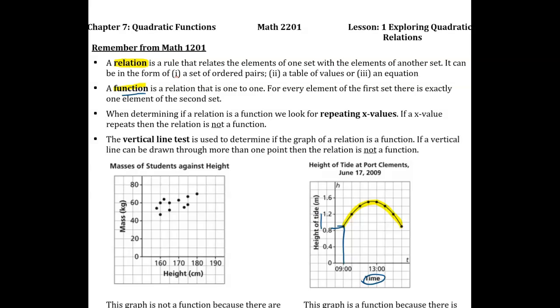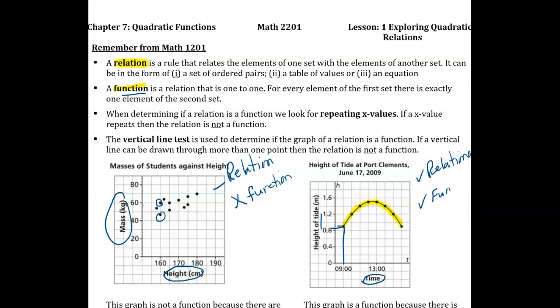Versus when we looked at the example in class of comparing a student's height with mass, you could have two students with the same height, but have different masses. So this would not be a function. It is a relation, but it is not a function. Over here, this is a relation because there's a relationship that exists, and it is also a function. You can't find a time here on this graph where the tide could be at two heights.